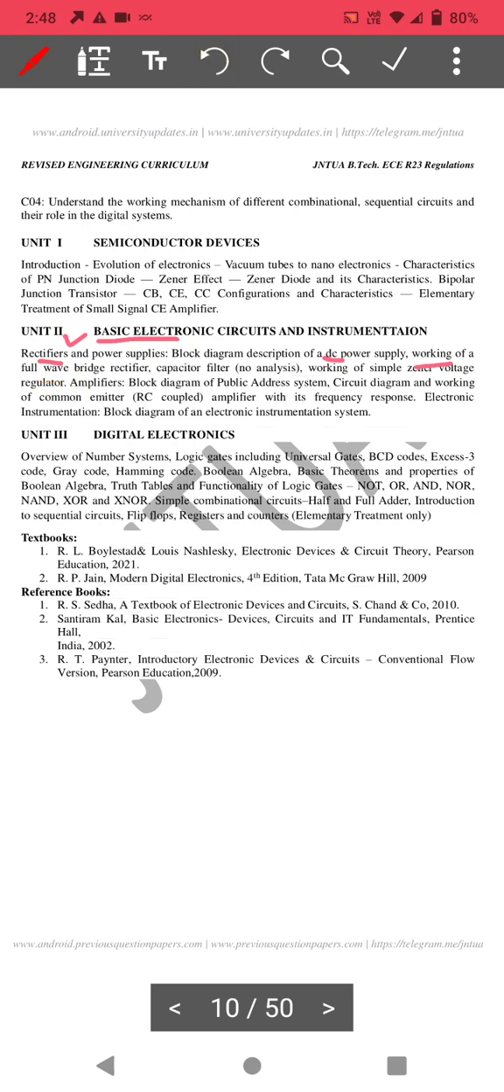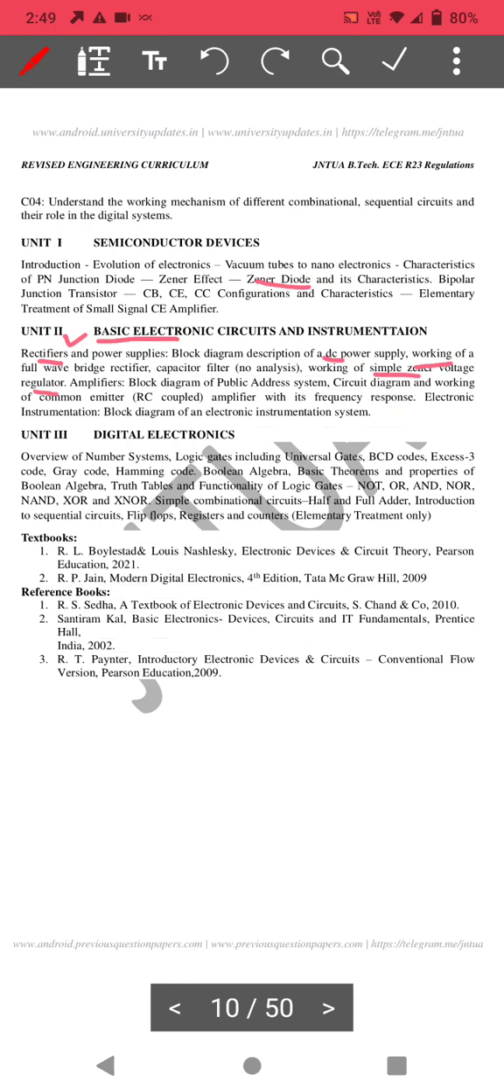You can see here the simple Zener voltage regulator also. It also came under the Zener diode in unit 1. Maybe ask how the Zener voltage regulator works. The Zener diode and its application as a voltage regulator come in unit 2. It is also important how the Zener diode acts as a voltage regulator. Explain.